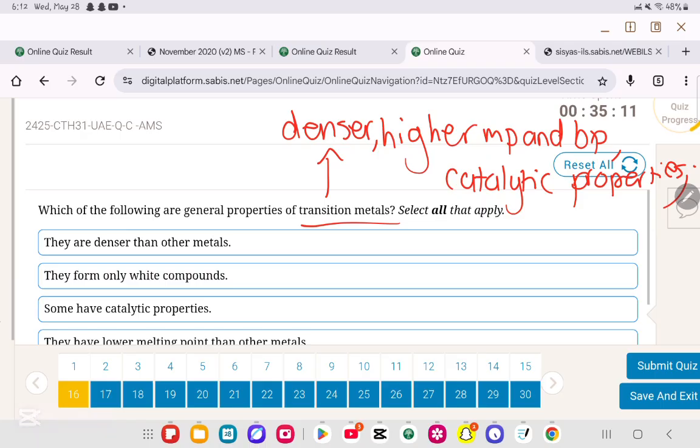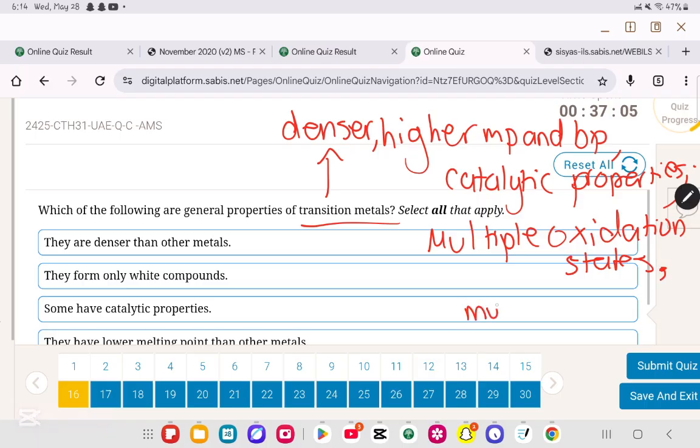They have multiple oxidation states. So multiple oxidation states. And now another thing, because they have multiple oxidation states, they have what? They have multicolors. They can be found in multiple colors basically, or they form colored compounds.